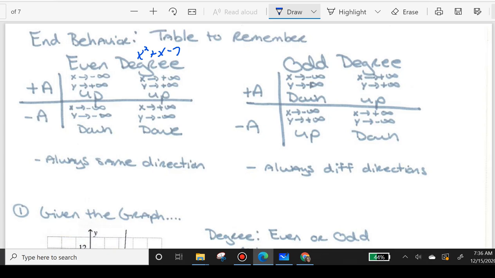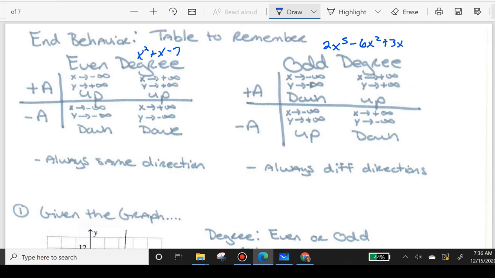For the odd, we're talking about something like 2x to the fifth minus 6x squared plus 3x. Who knows? But as long as the highest power is odd in degree, it is considered an odd degree polynomial.